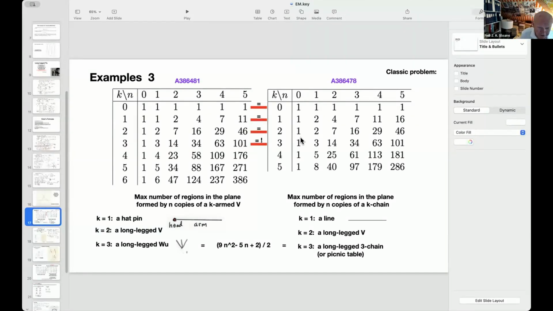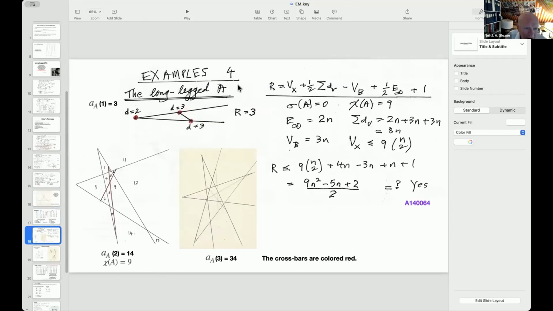One, 3, 14, 34. And I will explain that in 2 slides. But first, I want to talk about the long-legged A. The reason I got interested in this in the first place was the long-legged A. I wanted to see what would happen if you had a cookie cutter which was shaped like an A with a variable crossbar.